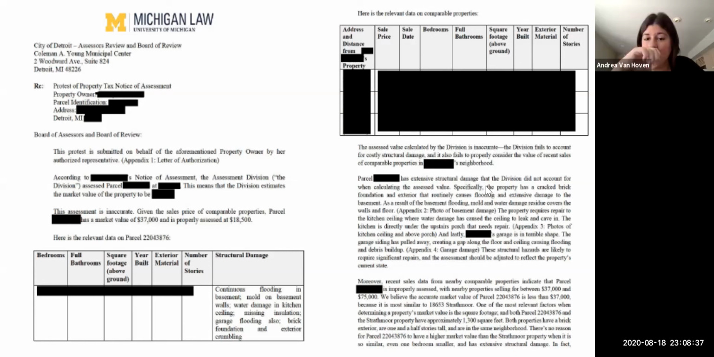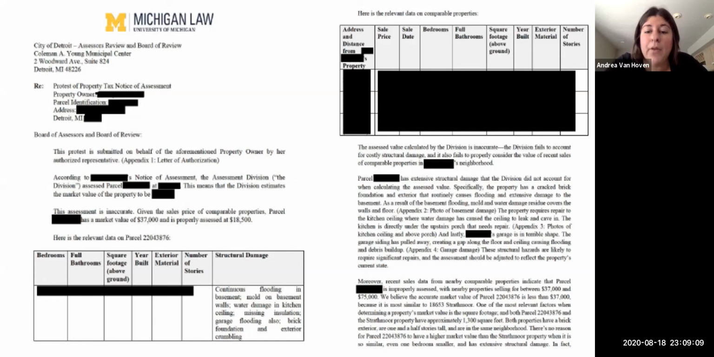And Marie, stay on this one for just a second, and you'll see here, I want you also to understand, this was kind of a model, right? So all of the 68 appeal letters kind of had this look, right? But each and every one of them was very tailored to the person's home, okay? And you can see, if you read in the middle paragraph, it talks about how parcel blank has extensive structural damage that the division did not account for when calculating the assessed value.